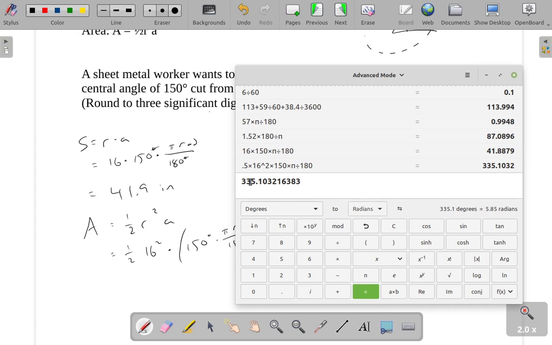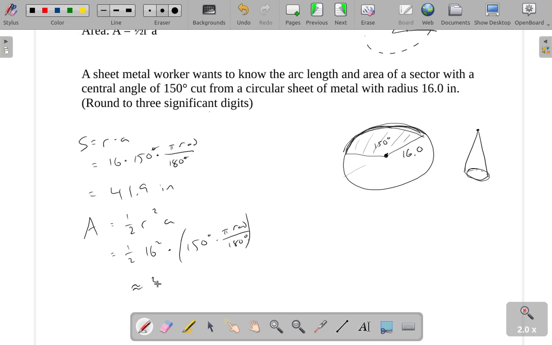We're rounding this to 3 significant digits again, so 335. And this is an area, so this will be 335 square inches.